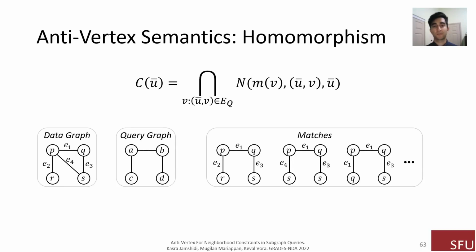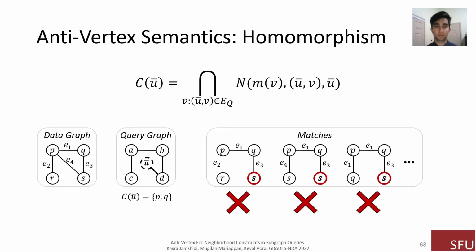For example, let's say that we add this anti-vertex U bar as a neighbor of D. In all of these matches, D is mapped to S. So we need to look at the neighborhood of S to make sure that there are no possible matches for U bar. Since neither U bar nor the edge to it have labels, C of U bar is simply S's entire neighborhood. Since S has a non-empty neighborhood, of course, all three matches get filtered.